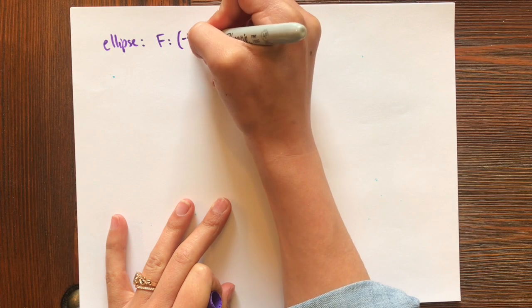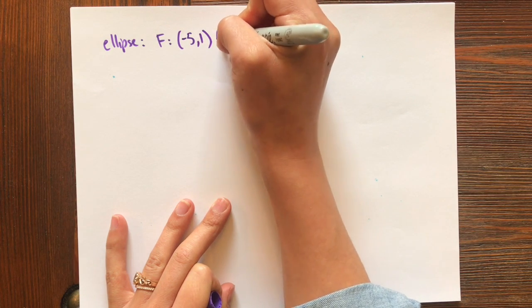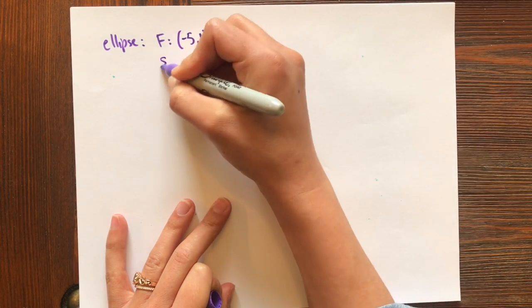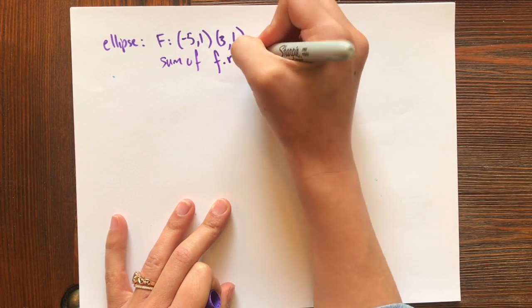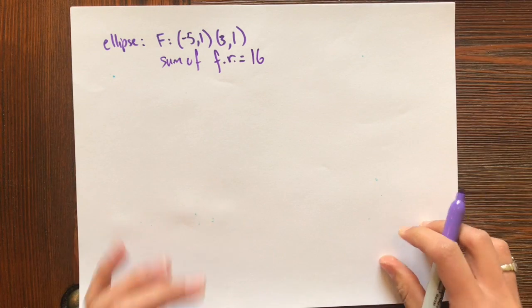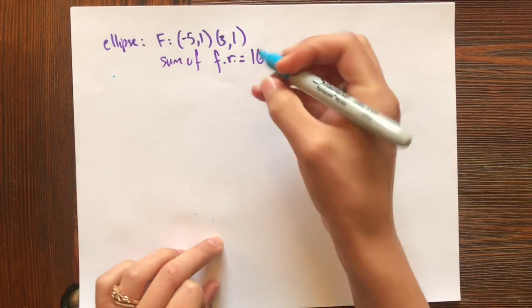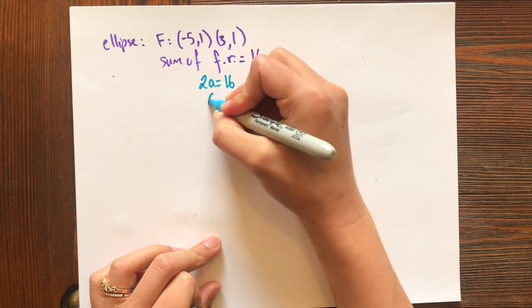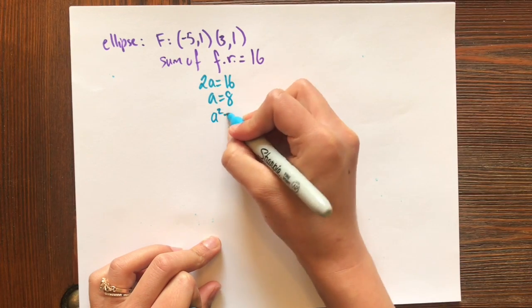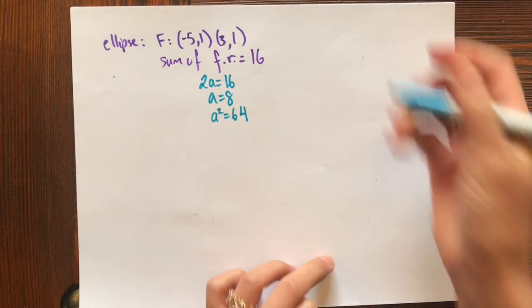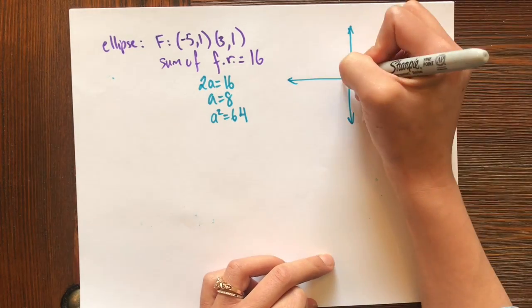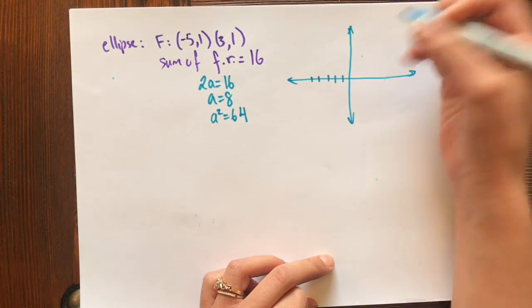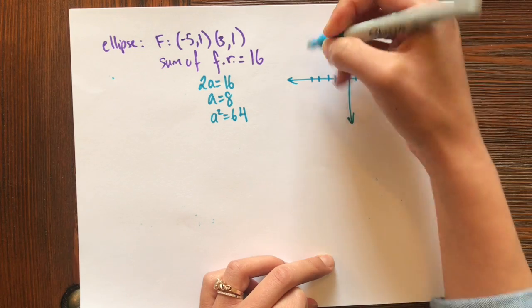The two foci are (-5, 1) and (3, 1). So we no longer have a center at (0, 0), so we're going to have to figure out what that center is. We also have the sum of the focal radii is equal to 16. Recall that 2a is equal to the sum of the focal radii, and the difference of the focal radii when we're talking about hyperbolas, but for now, we're just going to talk about the sum of the focal radii. So 2a is equal to 16, which means a is equal to 8, and a squared is going to be equal to 64.